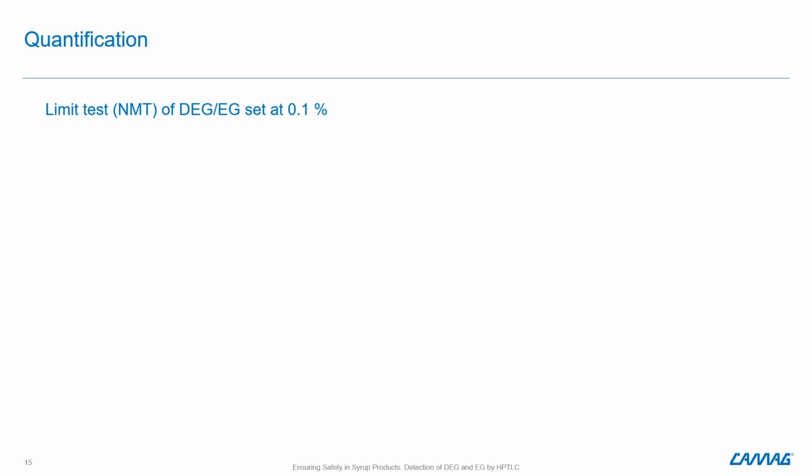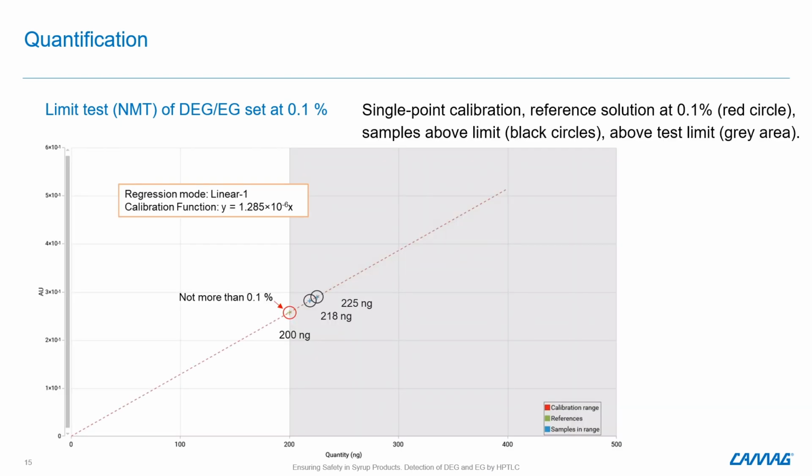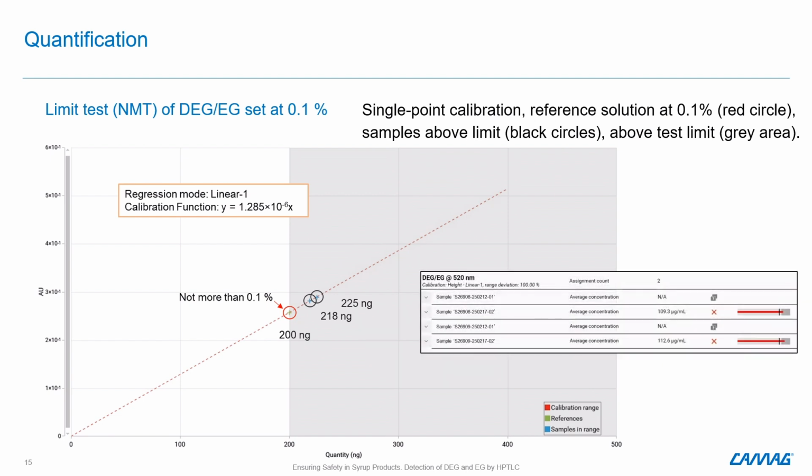Instead of running a full 5-point calibration curve, we can also perform a limit test at 0.1%. In this approach, we apply only the 0.1% reference standard to the plate shown here in the red circle. Along with the point 0, this allows us to generate a simple linear 1 curve. The gray shaded area on the graph highlights the region where samples would be considered non-compliant. With this setup, we can visually assess whether a sample exceeds 0.1% threshold. And in this case, we can clearly see that 2 of the samples exceed the limit, meaning they are non-compliant.